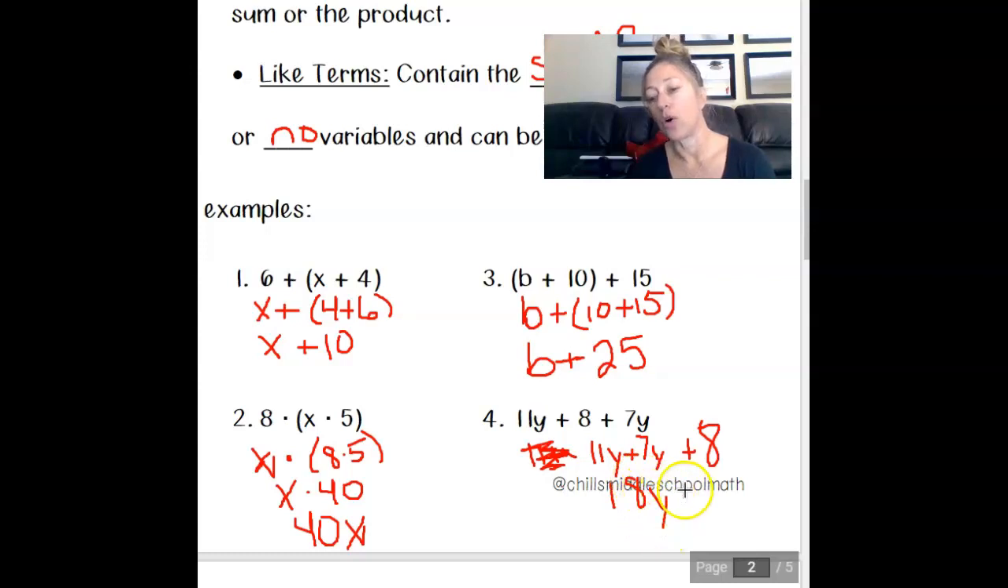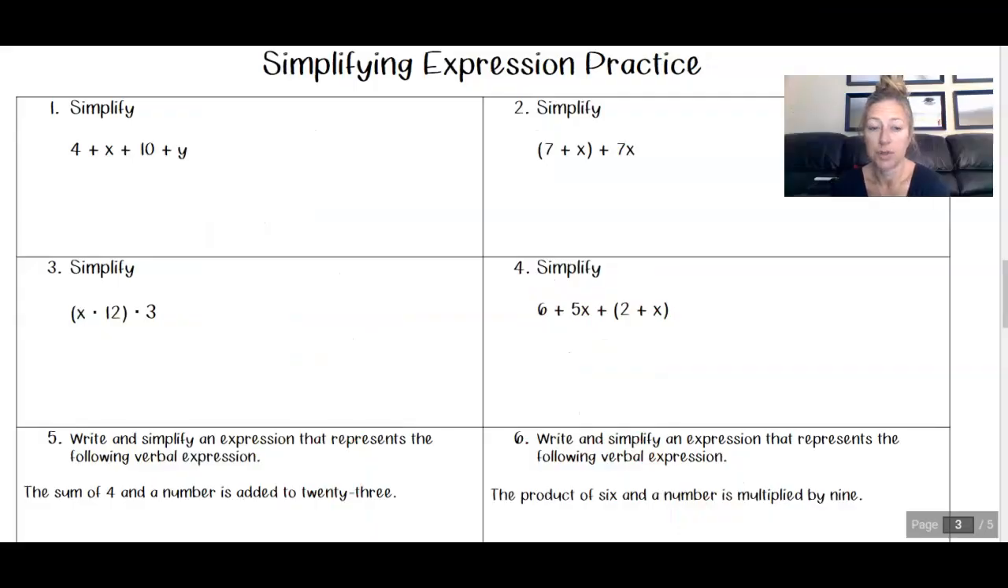Make sure you're showing all of these steps. Do not just copy the answer down, because you need to remember how to group them together. Makes your job easier. Okay, we have more practice to do. If I were you, I would pause the video, try number 1, and then come back and check with me to see how you did.